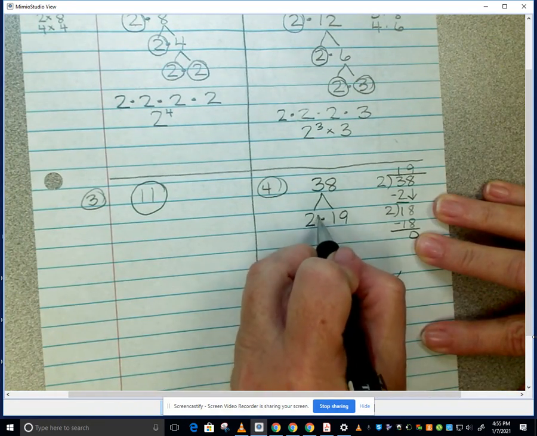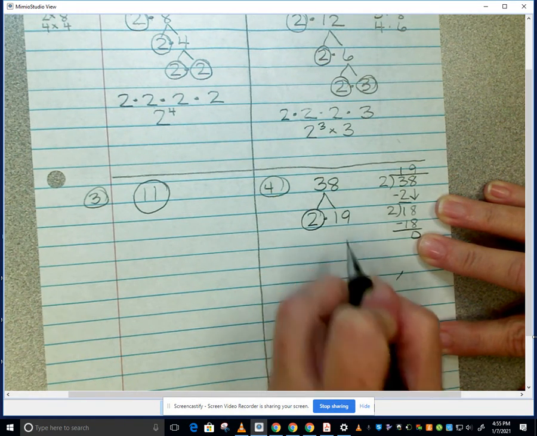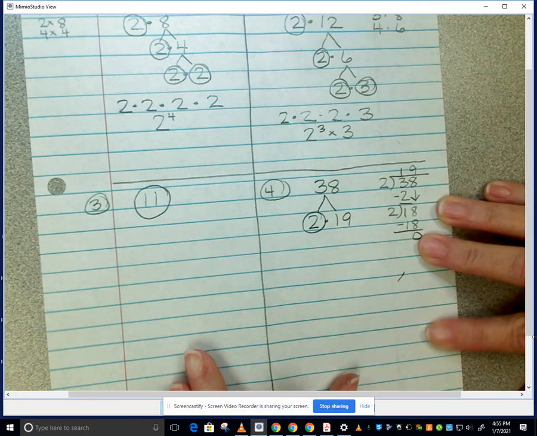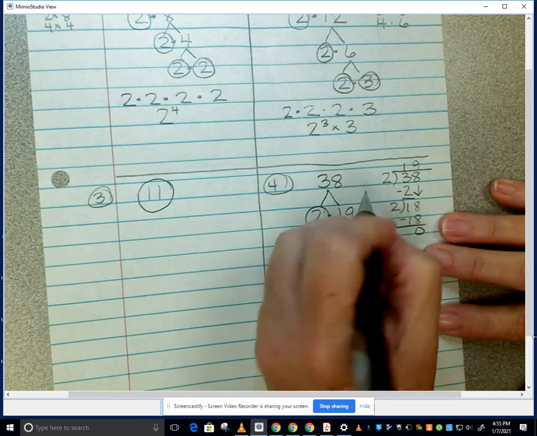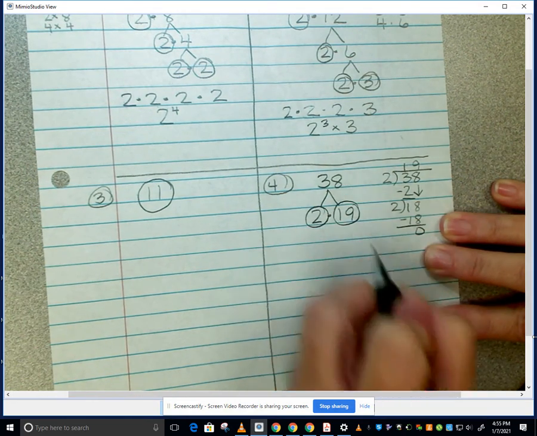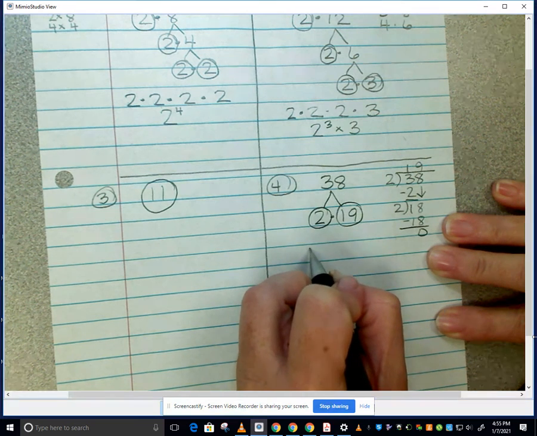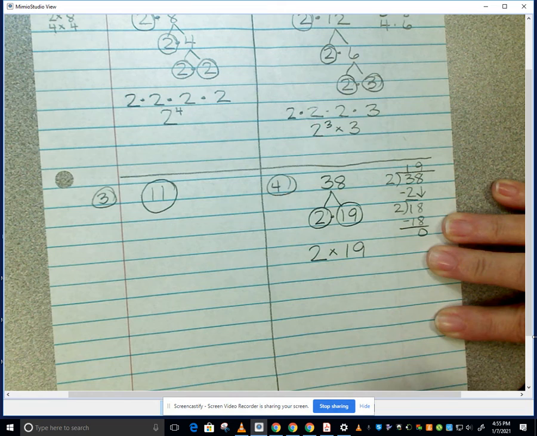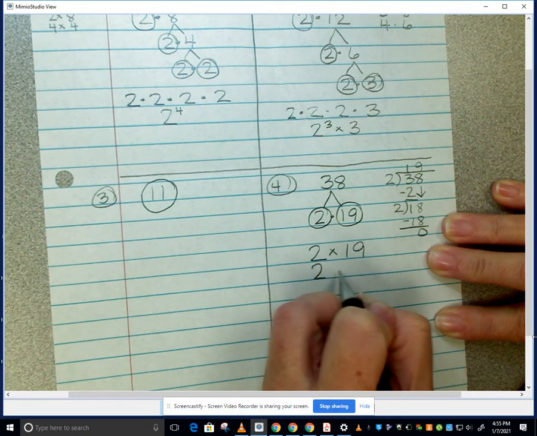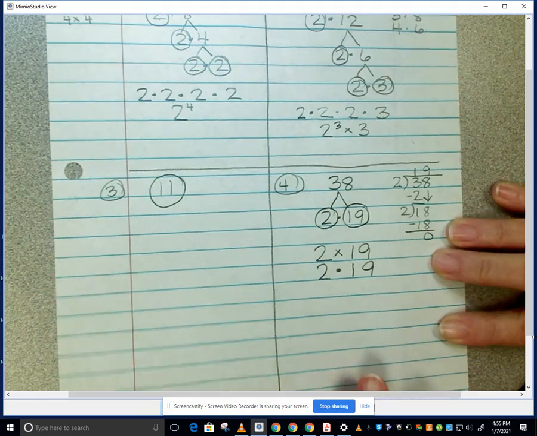So let's get back. We said 2. We know 2 is prime, right? Let's do 19. What will give me 19? Is there a way to get 19 other than 1 times 19? I can't think of a way, so that means 19 is a prime number. So the prime factorization of 38 is 2 times 19. Or you've seen me do the dot, just like that. Either one of these, same thing.